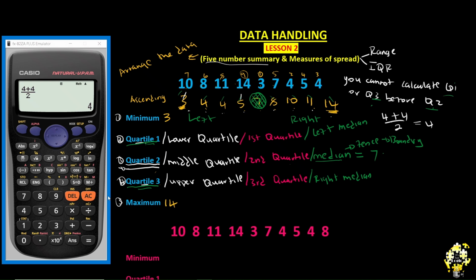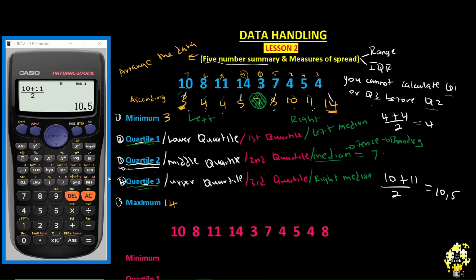Let's go to the right. So we cancel 8, cancel 14. We are left with 2 again. That means we are supposed to say 10 plus 11 divided by 2. What are we getting? It's 10 plus 11. When you divide it by 2, you get 10.5.